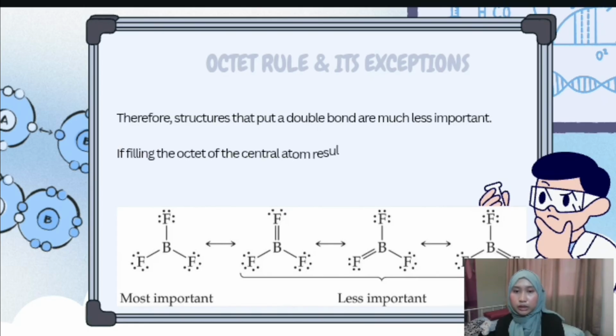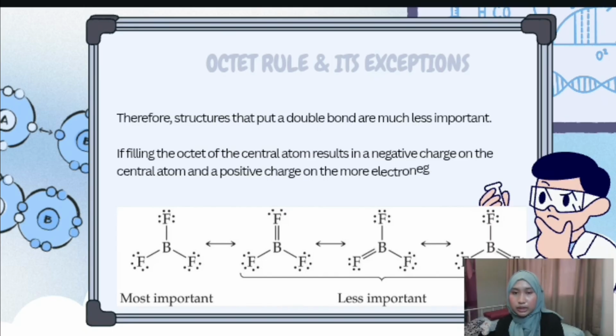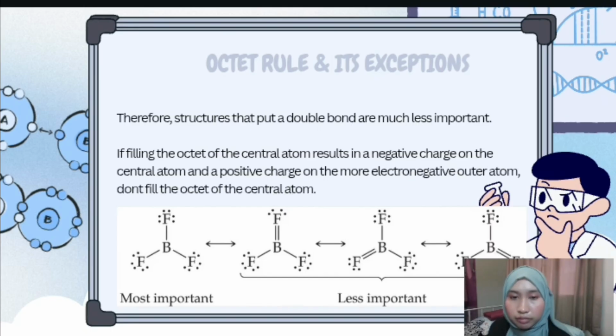If filling the octet of the central atom results in a negative charge on the central atom and positive charge on the more electronegative outer atom, don't fill the octet of the central atom. That means like we just put the electrons at the outside atoms. Which is like we can see here, the fluorine, we put the electrons around fluorine and not the boron.